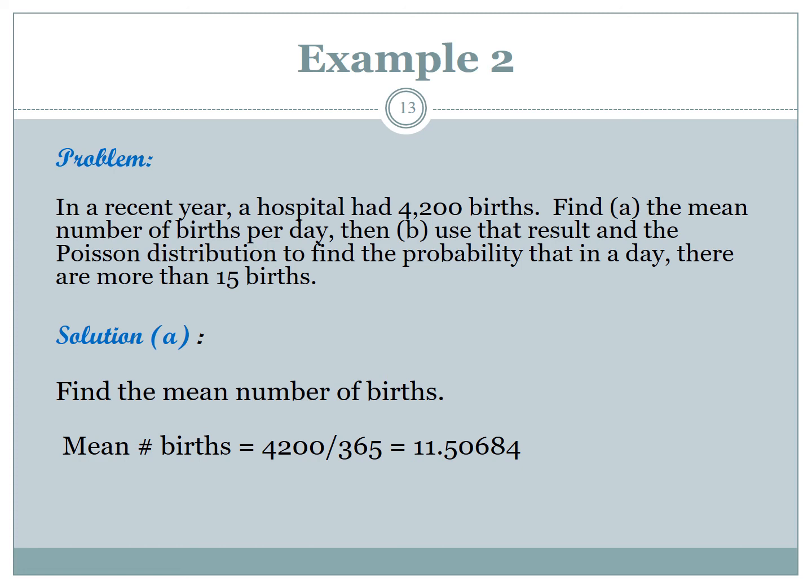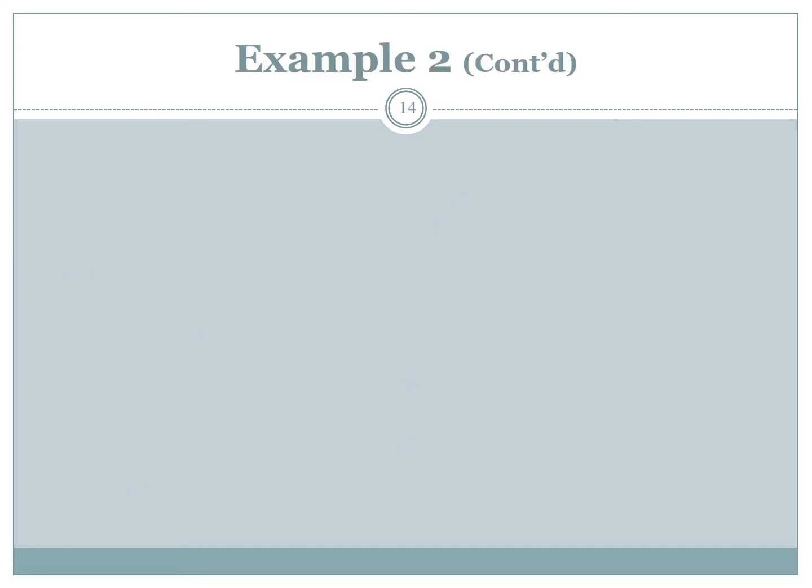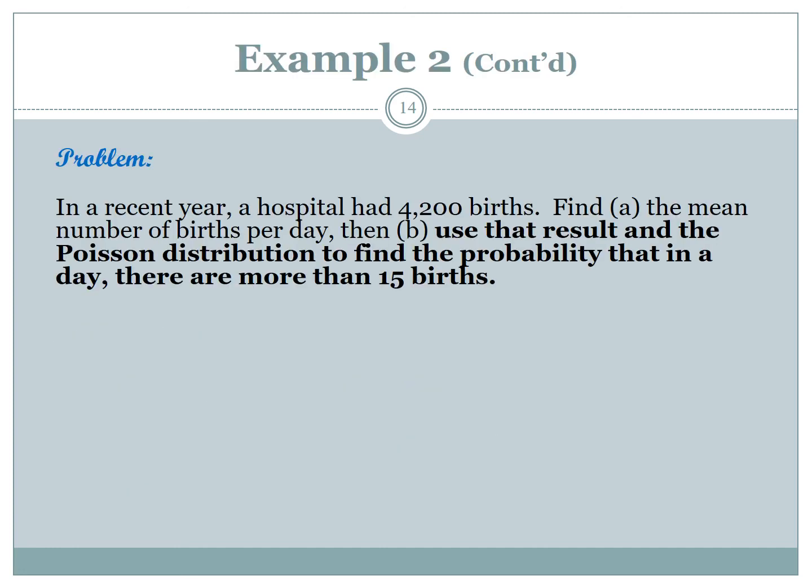So just to conclude this question, and this probably is going to ask you for the answer to the nearest 1 place of decimal. So the mean number of births will be 11.5. But don't forget, you have to keep that value, the big long value, 11.50684, for use in the second part of the problem. So let's go on to that second part.